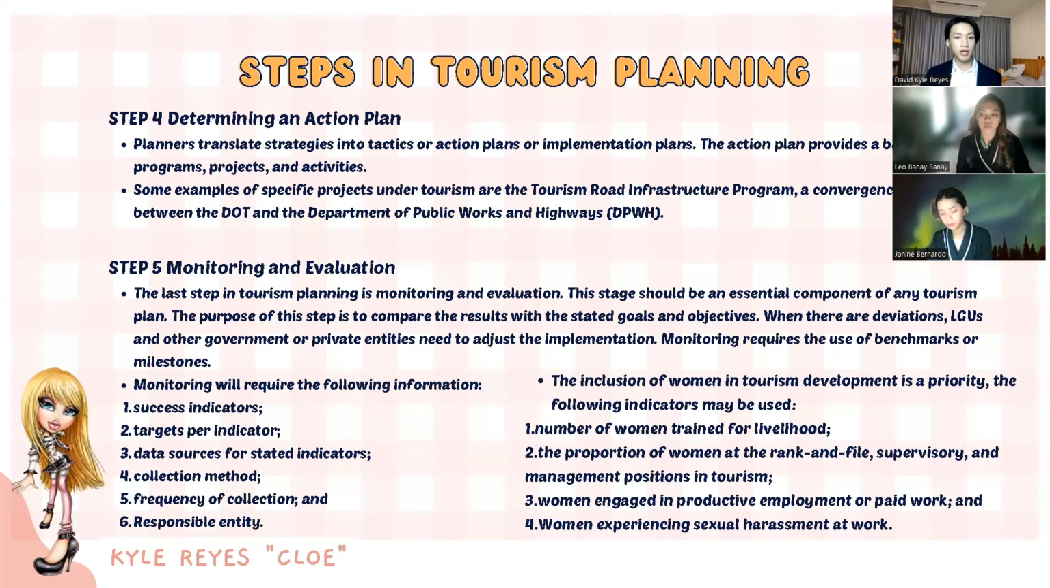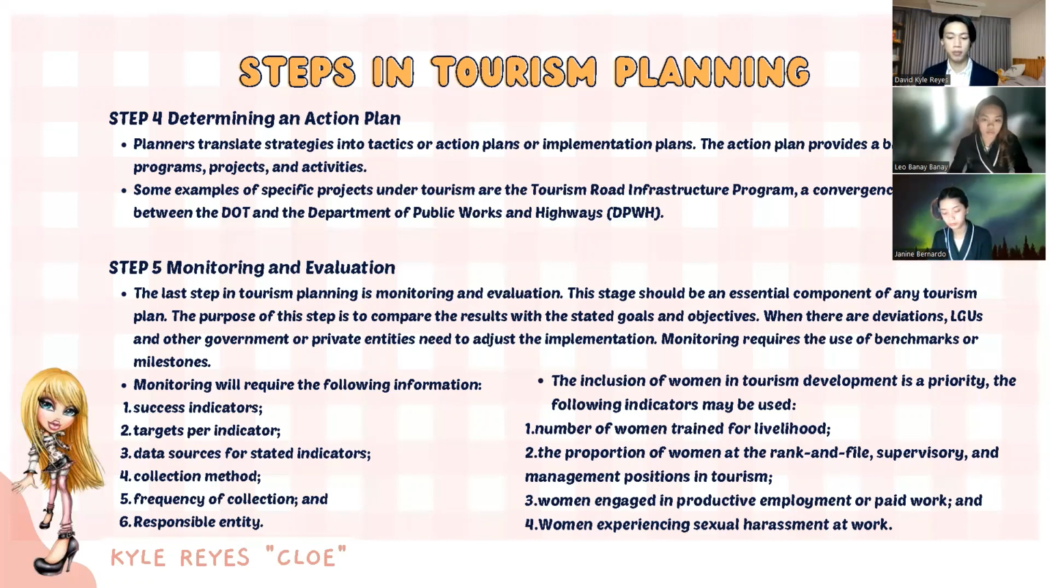And lastly, step 5 in tourism planning is monitoring and evaluation. The last step in tourism planning is monitoring and evaluation. This stage should be an essential component of any tourism plan. The purpose of this step is to compare the results with the stated goals and objectives. When there are deviations, LGUs and other government or private entities need to adjust the implementation. Monitoring requires the use of benchmarks or milestones. These benchmarks are called indicators, which may be environmental, economic, or social. The indicators used will depend on what aspects of a plan are important to the LGU or the destination.